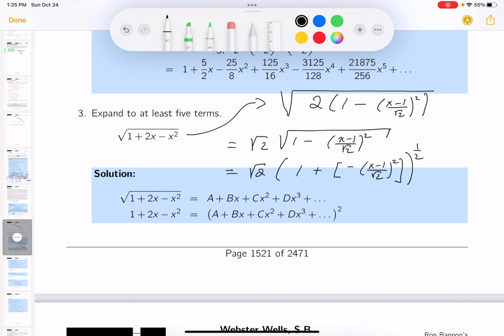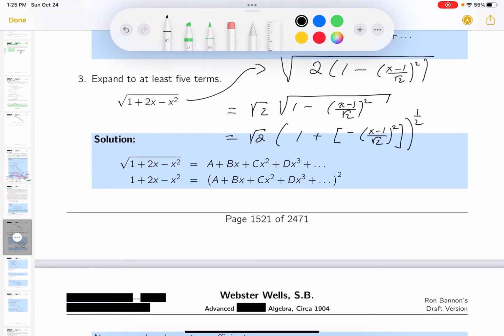Now, again, a lot of people say, no, it's just too much work. Why would I do that? You're right, it might be too much work. So what you could do is equate coefficients. Now, by the way, if you're going to equate coefficients, it says at least 5 terms. So write it down like this, square both sides. The problem, again, is doing this and equating coefficients.